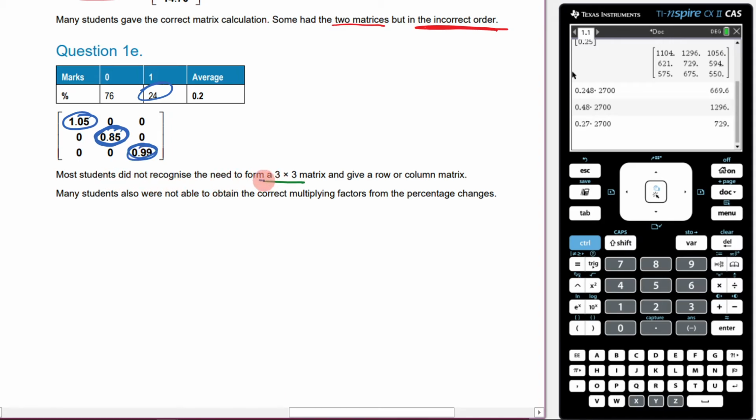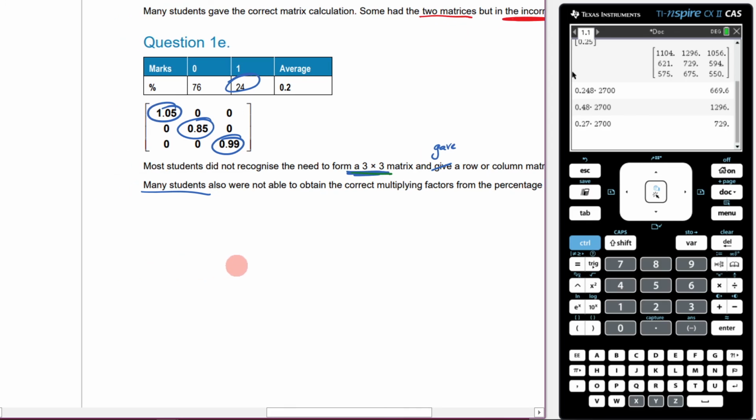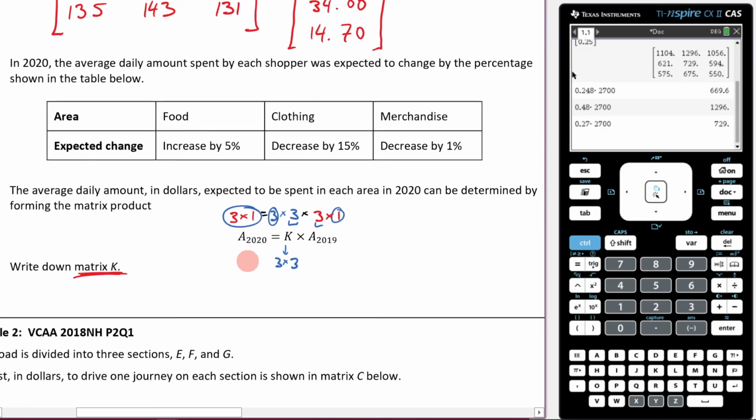Most students did not recognize the need for a 3x3 matrix. Well, we did recognize that need, didn't we? Most students did not recognize the need for a 3x3 matrix and gave, silly Vika, a row or column matrix. Many students were also not able to obtain the correct multiplying factors from the percentage changes. Many students weren't able to recognize that if something is 15% less, then you write it as 0.85, or 1% less is 0.99, or 5% more is 1.05. So yeah, there's a common mistake there. Okay, that's how you would think through that question there. Hopefully that made sense.